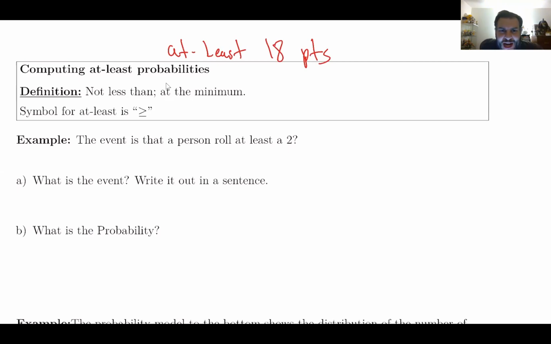Any question for the words at least so far before we do an example for it? All right, no question. Perfect.